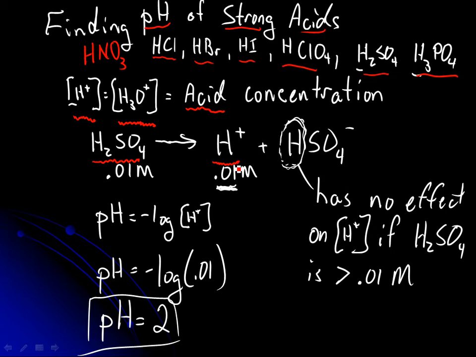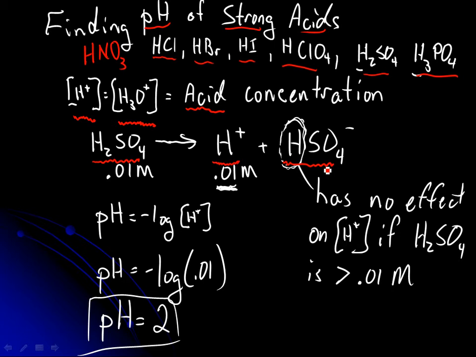So here, what we see happens with sulfuric acid is when it dissociates, it really dissociates completely with this one hydrogen, and then this ion remains behind. And so this second hydrogen has very little effect on the hydrogen ion concentration as long as the concentration of the sulfuric acid itself is greater than, say, about 0.01 molar. And we're getting kind of close to a line there where, if it's less than 0.01 molar, it'll have a noticeable effect on the pH.